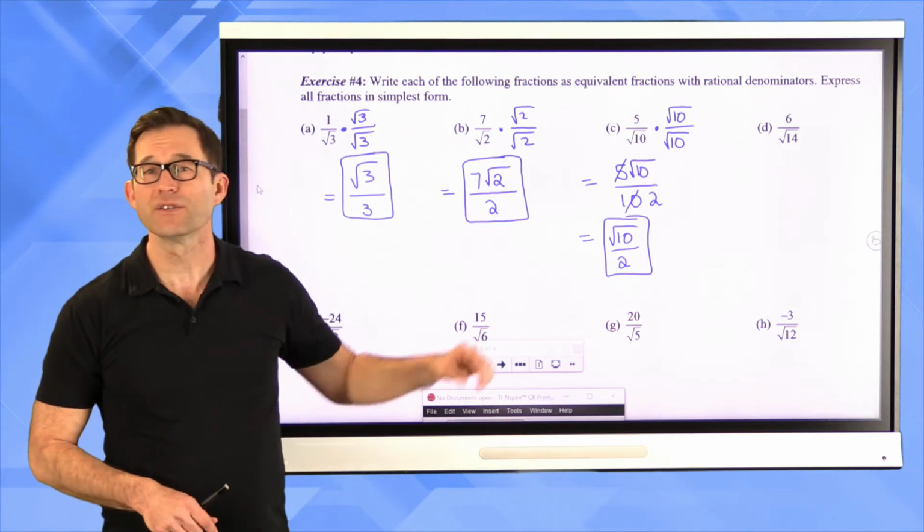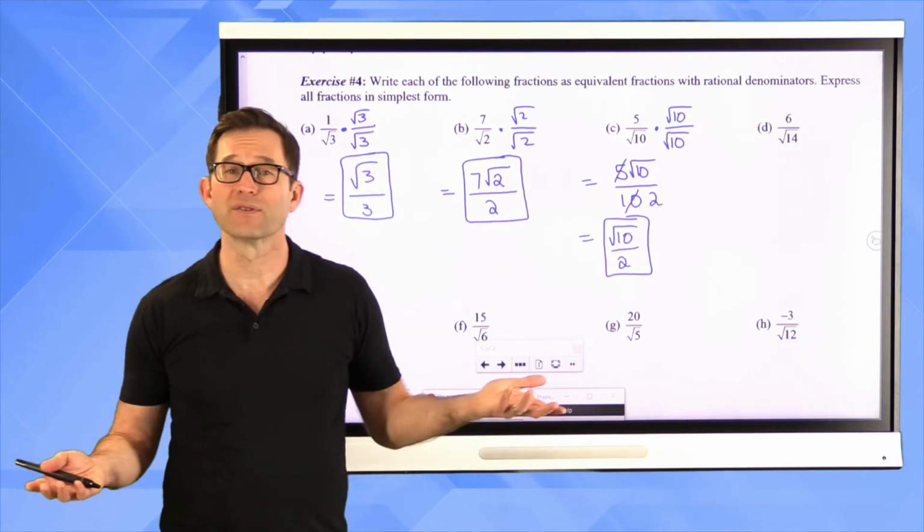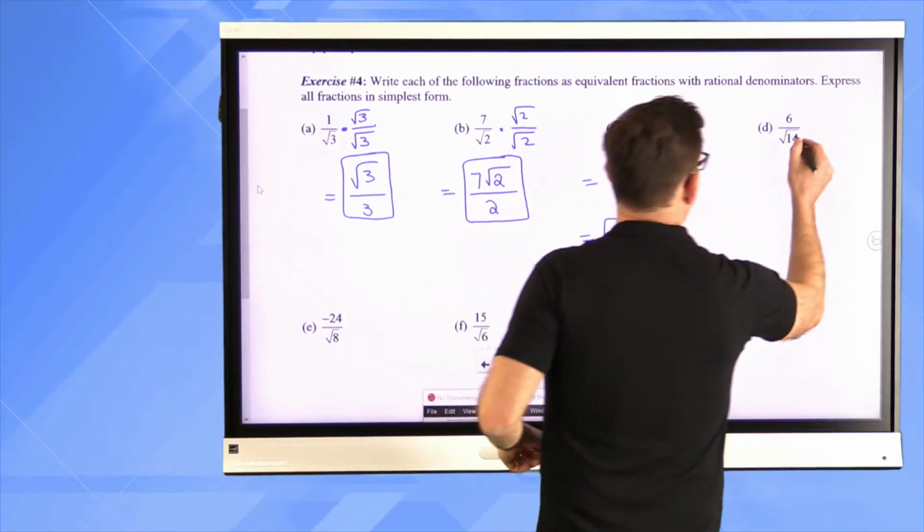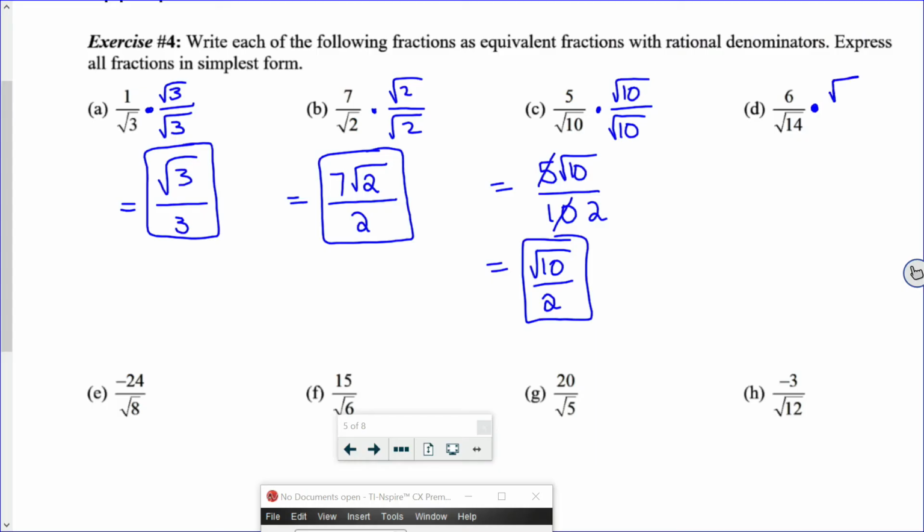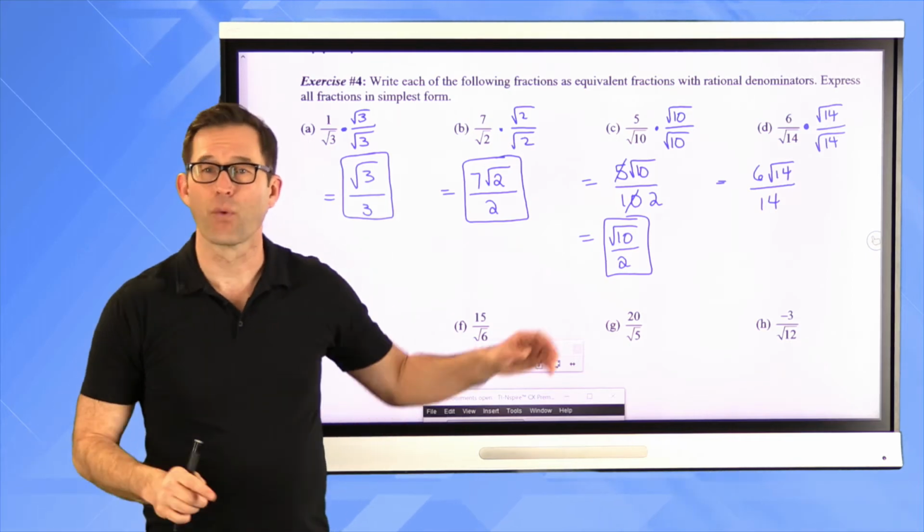All right, so in letter D, I have 6 divided by the square root of 14. I would start that problem by multiplying by the square root of 14 divided by the square root of 14. We'll get 6 times the square root of 14 all over 14. I then look at the 6 and the 14.